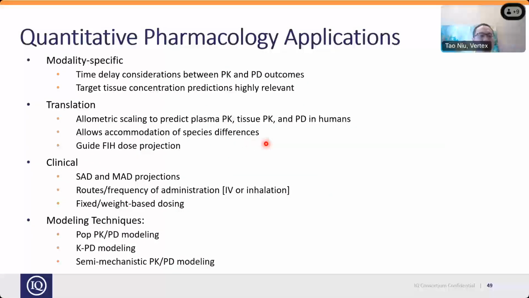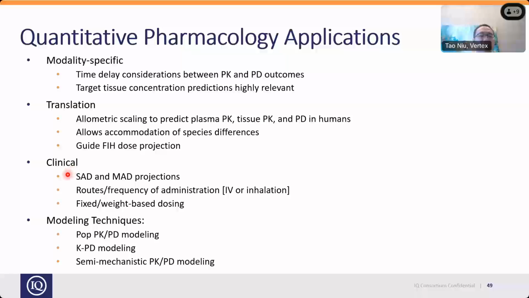Then I'll move on to quickly talk about the quantitative pharmacology applications, or modeling and simulation applications. Something that's specific to this type of modality is the time delay between the plasma PK and the PD outcomes. Typically, target tissue concentration predictions can be highly relevant. In terms of translation, you can apply allometric scaling to predict plasma PK, tissue PK, as well as PD in humans from preclinical species. It also allows accommodation of different species, and that typically is used for first-in-human study dose projection.